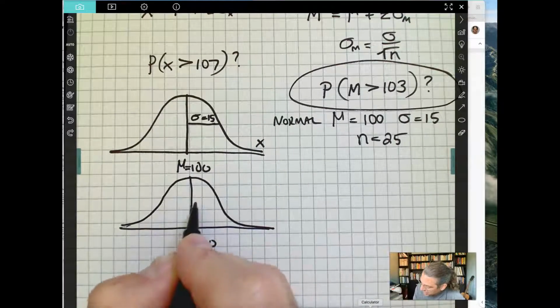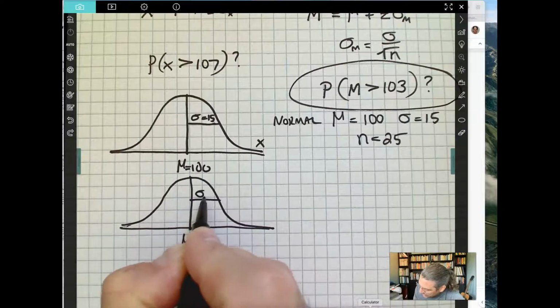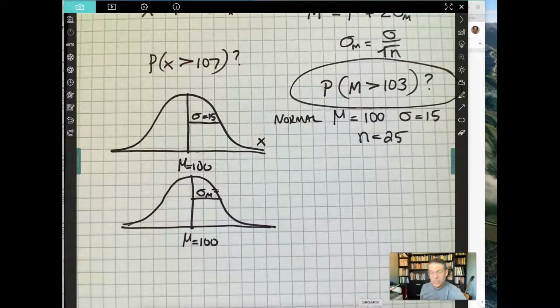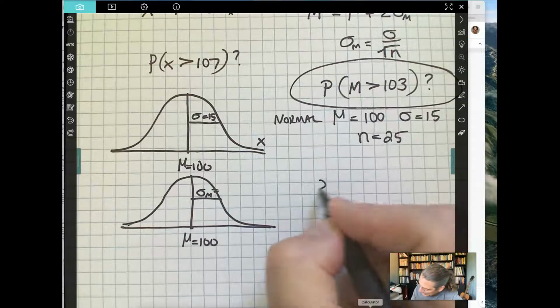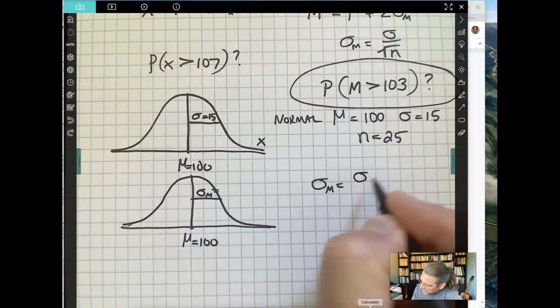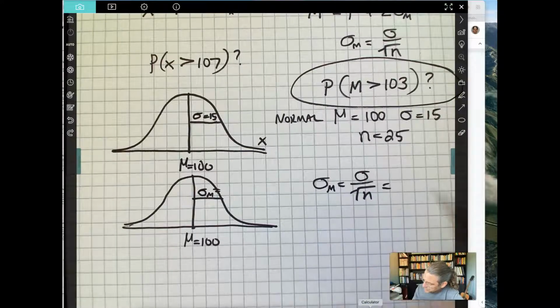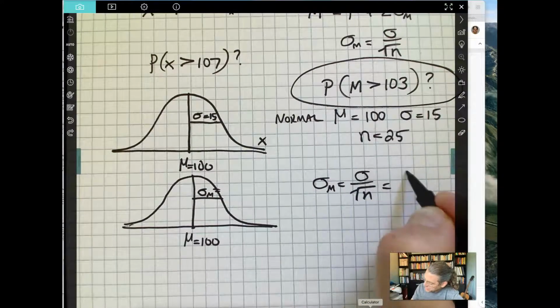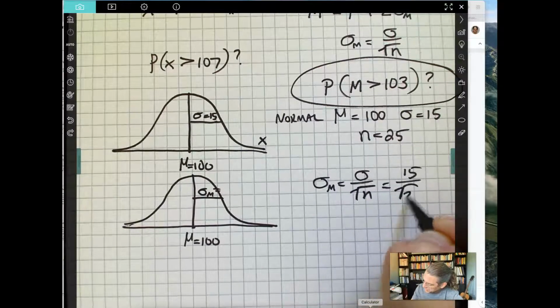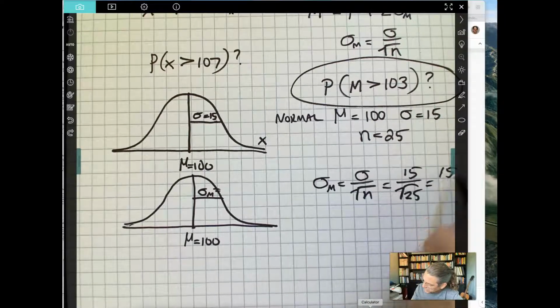And then the third thing it tells us is the standard deviation, but it's the standard deviation of these sample means. And again, that's our standard error. It's the standard deviation over the square root of the sample size. So in our case, our standard deviation is 15. Our sample size is 25. So 15 over 5, or 3.